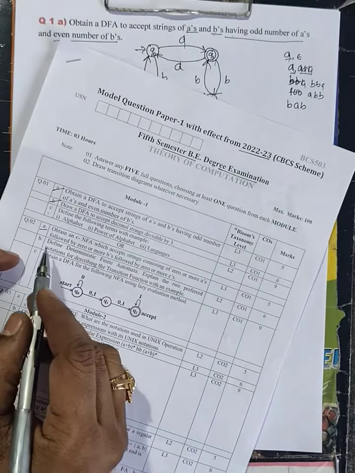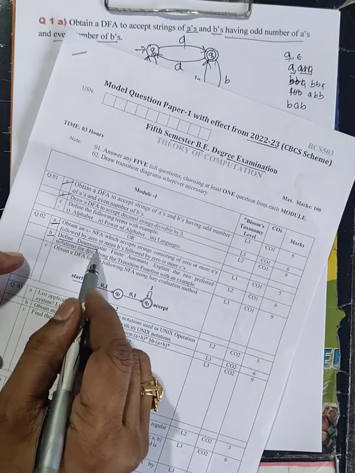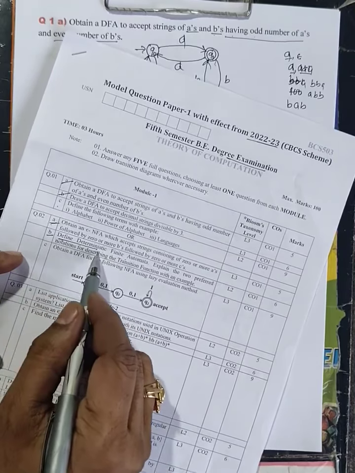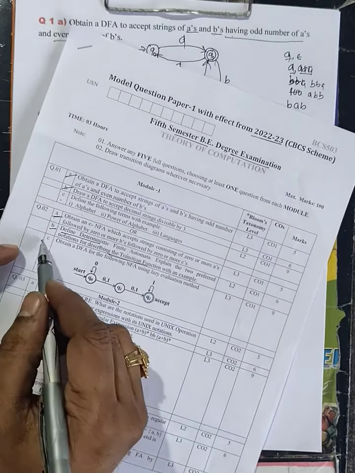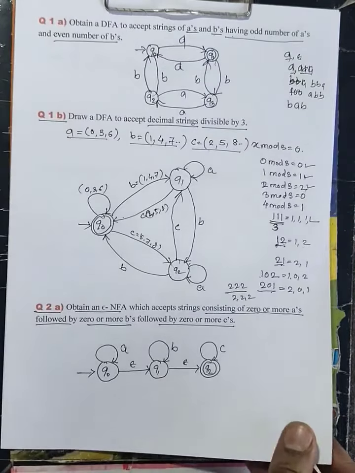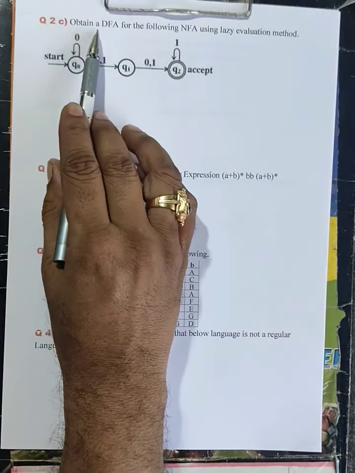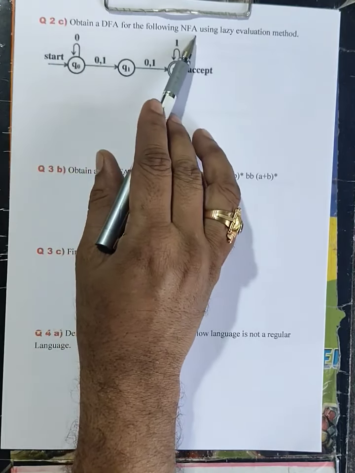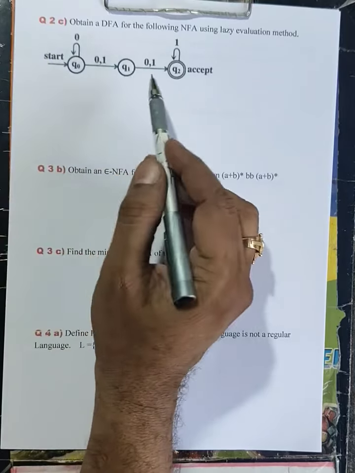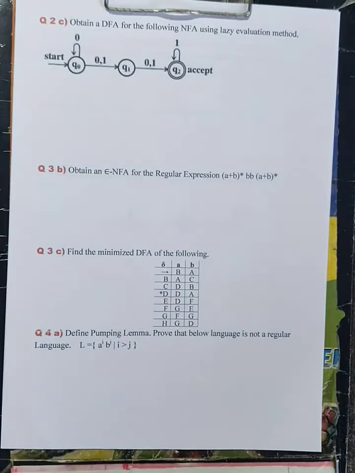Next question. Question number 2b is theoretical. Define the PDA. Means define DFA and give an example of DFA with transitions. Next, question number 2c. Obtain DFA from the following NFA using lazy evaluation method. Means we have to convert from epsilon NFA, means NFA, to DFA. How to convert from NFA to DFA?